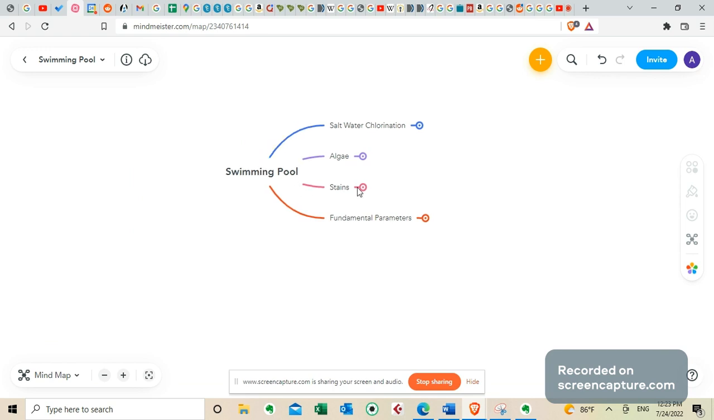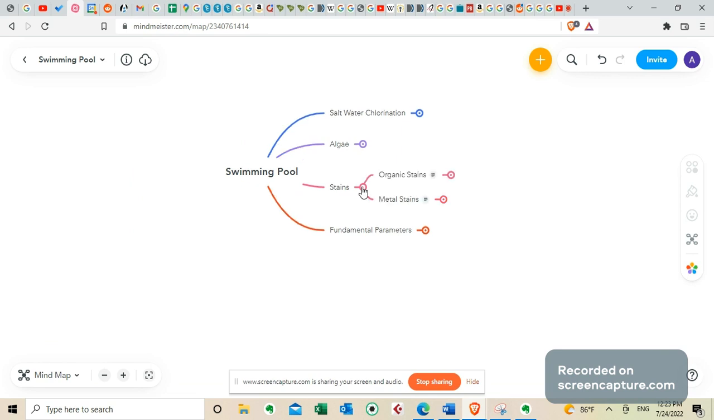So what we're going to do is go ahead and open the stains tab, right? So you've got a general stain in your pool. It's a discoloration. You don't know what it is, but you're trying to get rid of it, right? There's two broad classifications of stains. You have organic stains and then you have metal stains, okay? Those are the only two possibilities. Literally, it can't be anything other than these two, okay? You're not going to see something that's not an organic stain or a metal stain, right?